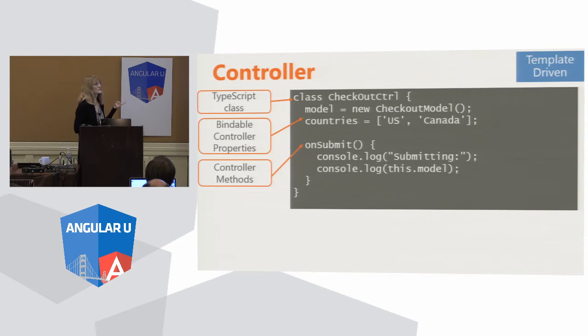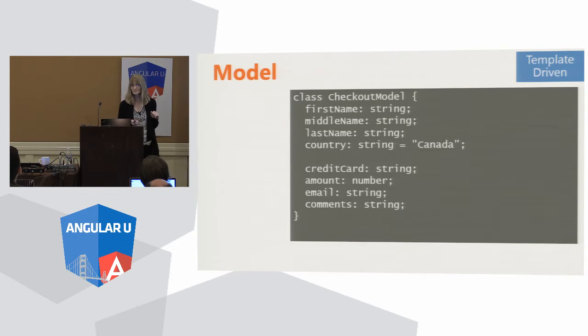And then here are just our controller methods. Again, very similar to how we do it in 1.x, but it doesn't have to say vm.onSubmit. It's just onSubmit, and it doesn't require the function keyword. You can just write the function right in there. So again, it's very similar conceptually to what we're doing today.